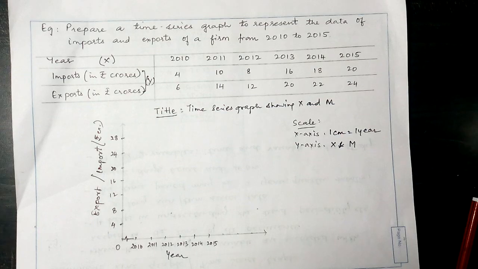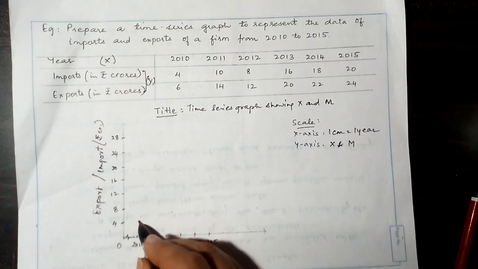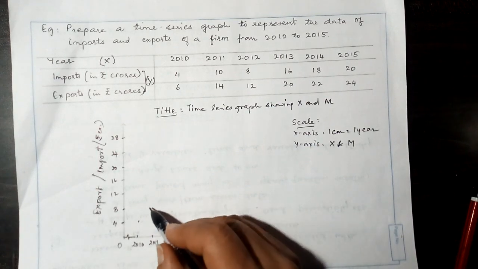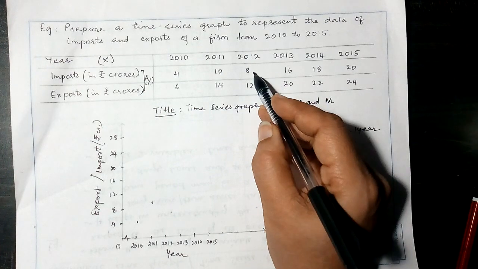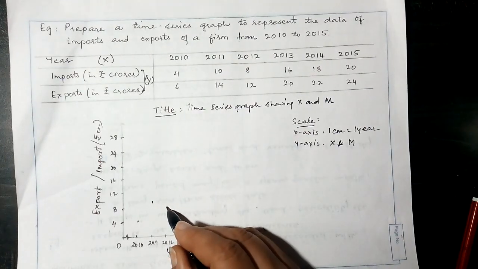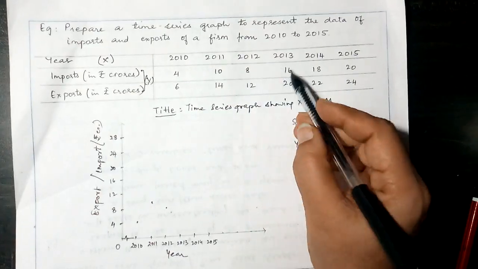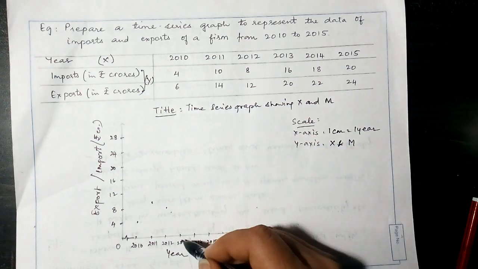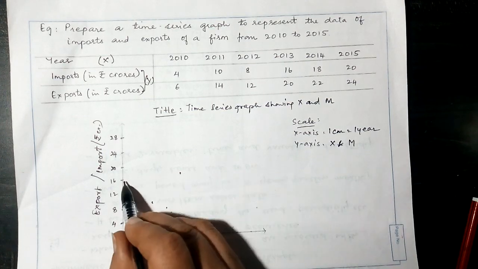So now let's start plotting them. Imports in 2010 was 4 crore. In 2011 it rose to 10 crore, which will be somewhere more than 8 crore here. And in 2012 it came down to 8. So this tells us that the imports decreased from 2010 to 2012. Then in 2013 it increased, doubled itself to 16.